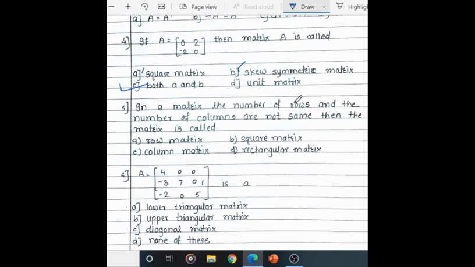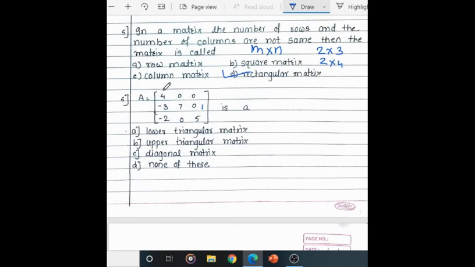In a matrix, the number of rows and the number of columns are not the same. Then the matrix is called what? See, the number of rows, that is M, is not equal to N. So the matrix is of M by N. Suppose it is of 2 by 3 or of 2 by 4. So it is called a rectangular matrix.